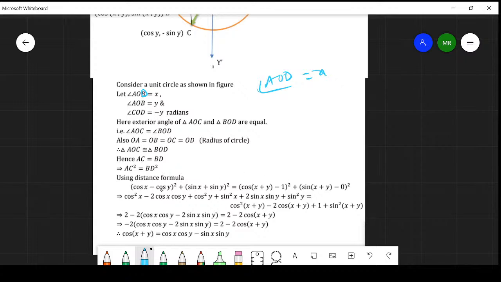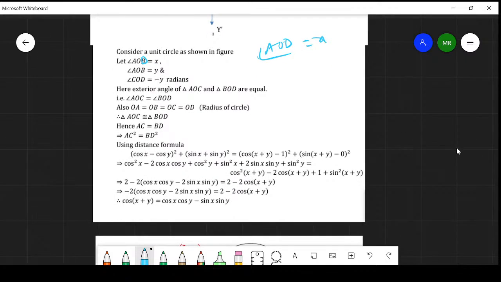If you expand (a minus b) whole square and (a plus b) whole square, just observe that. Very simple only. You know (a minus b) whole square is a square minus 2ab plus b square, and (a plus b) whole square is a square plus 2ab plus b square.